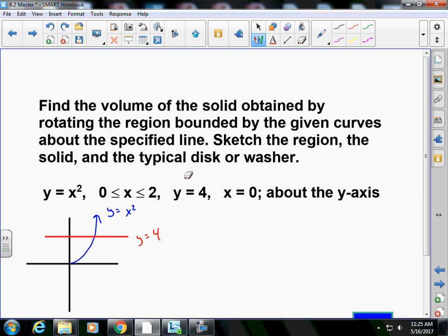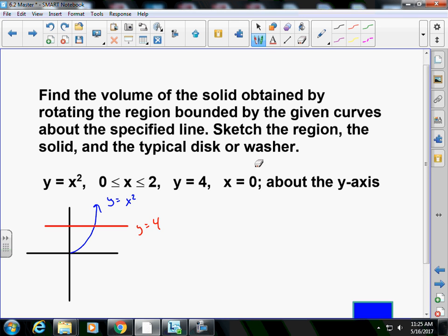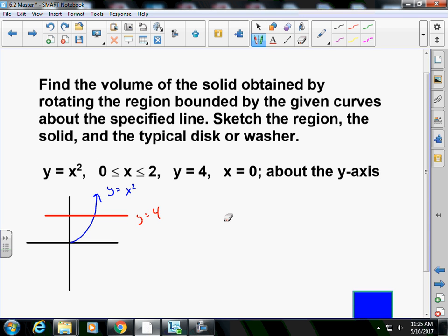Now we moved on to the next problem. It says, find the volume of the solid obtained by rotating the given region bounded by the given curves about the specified lines. Sketch the region, solid, and the typical disk or washer. So I have two functions, y equals x squared, and y equals 4. I know that I'm going to go from 0 to 2. So again, the area that I'm concerned with is just this.